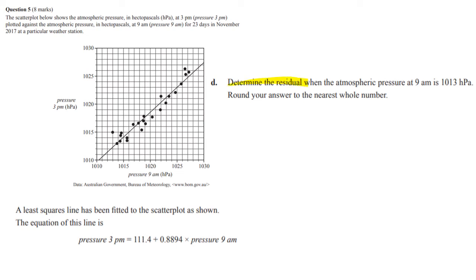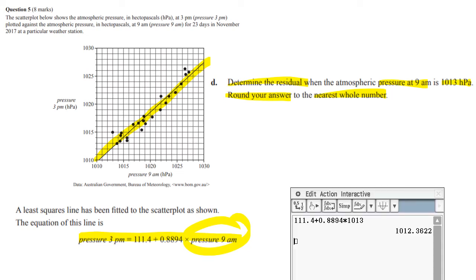Okay, so this is from last year's exam, and they want you to determine the residual, and they give you pressure at 9 AM is 1013 hectopascals, and you've got to round that answer to the nearest whole number. All right, so you've got to look at, this is your prediction line, which is given with your prediction equation, and we've got the pressure at 9 AM is 1013. So you put that into your calculator like so, and you pop out that answer, and so it looks like the number is just 1012.